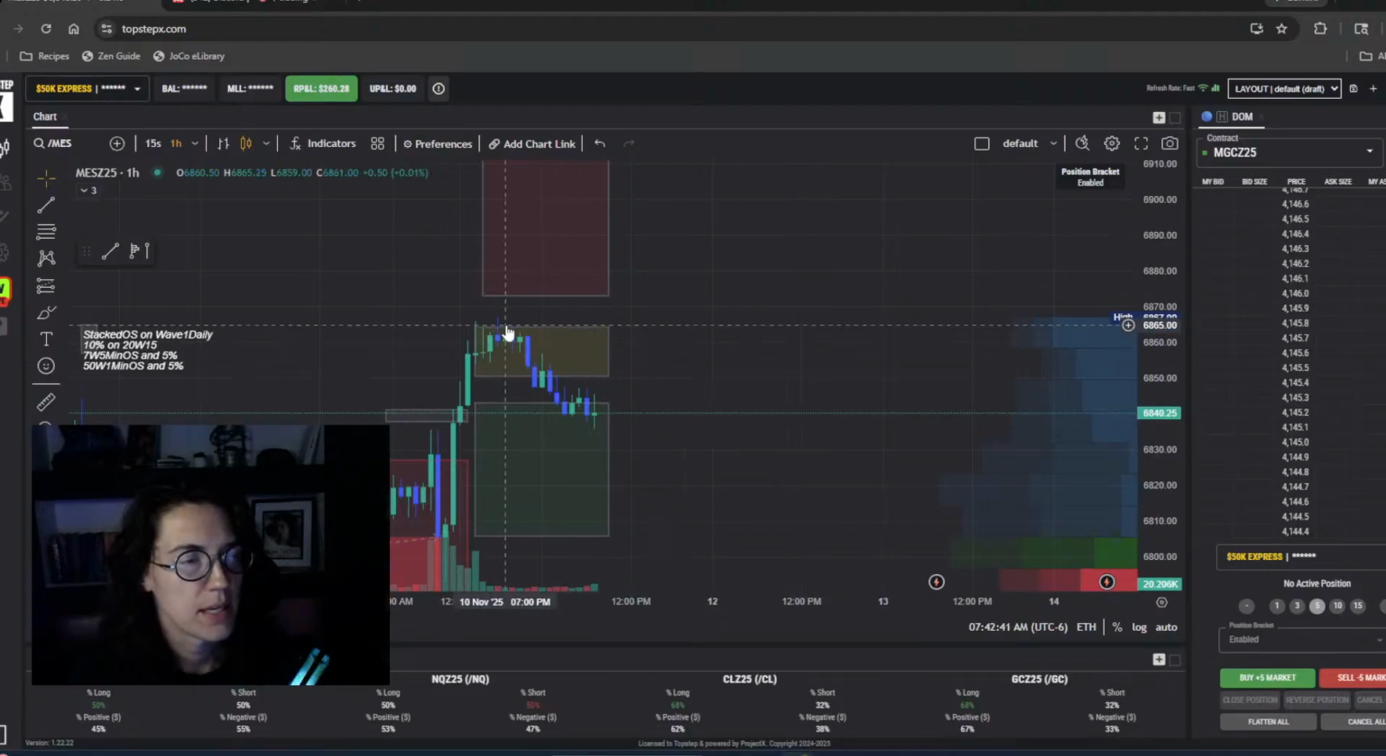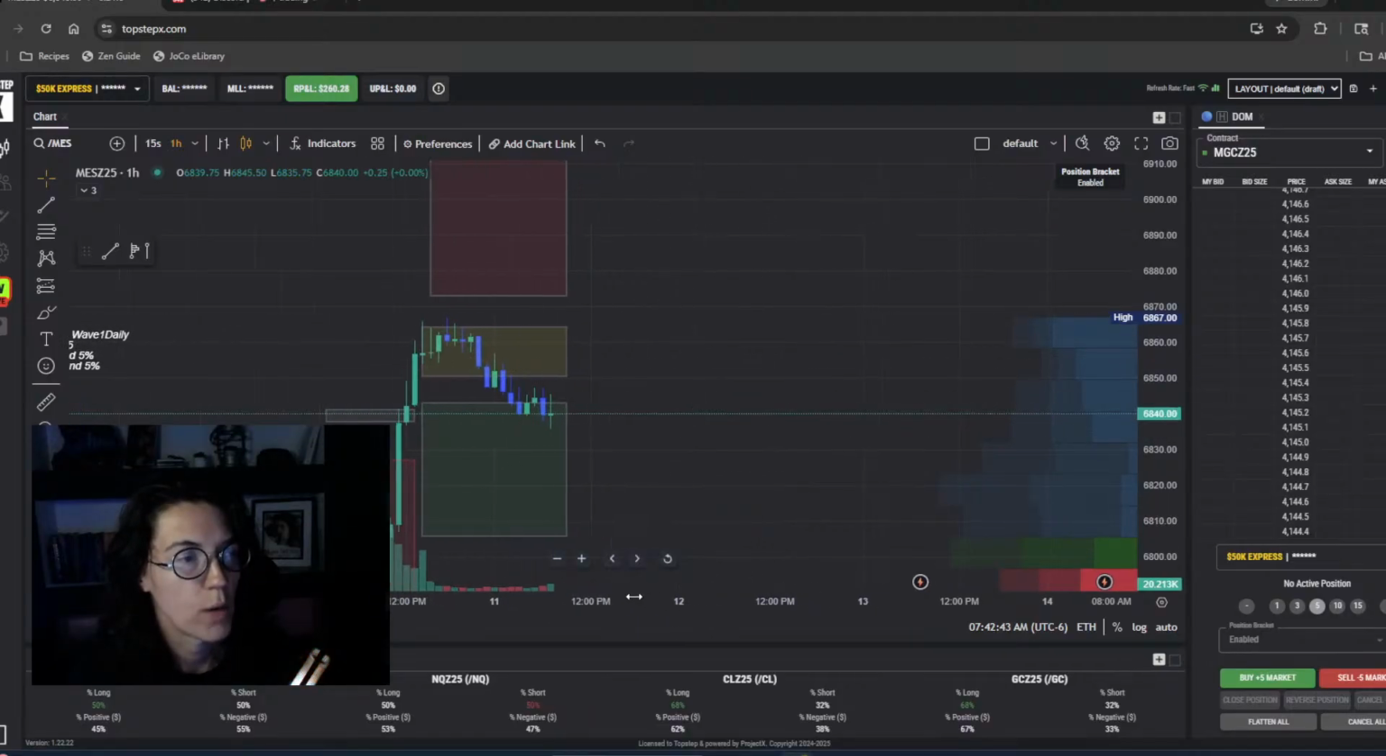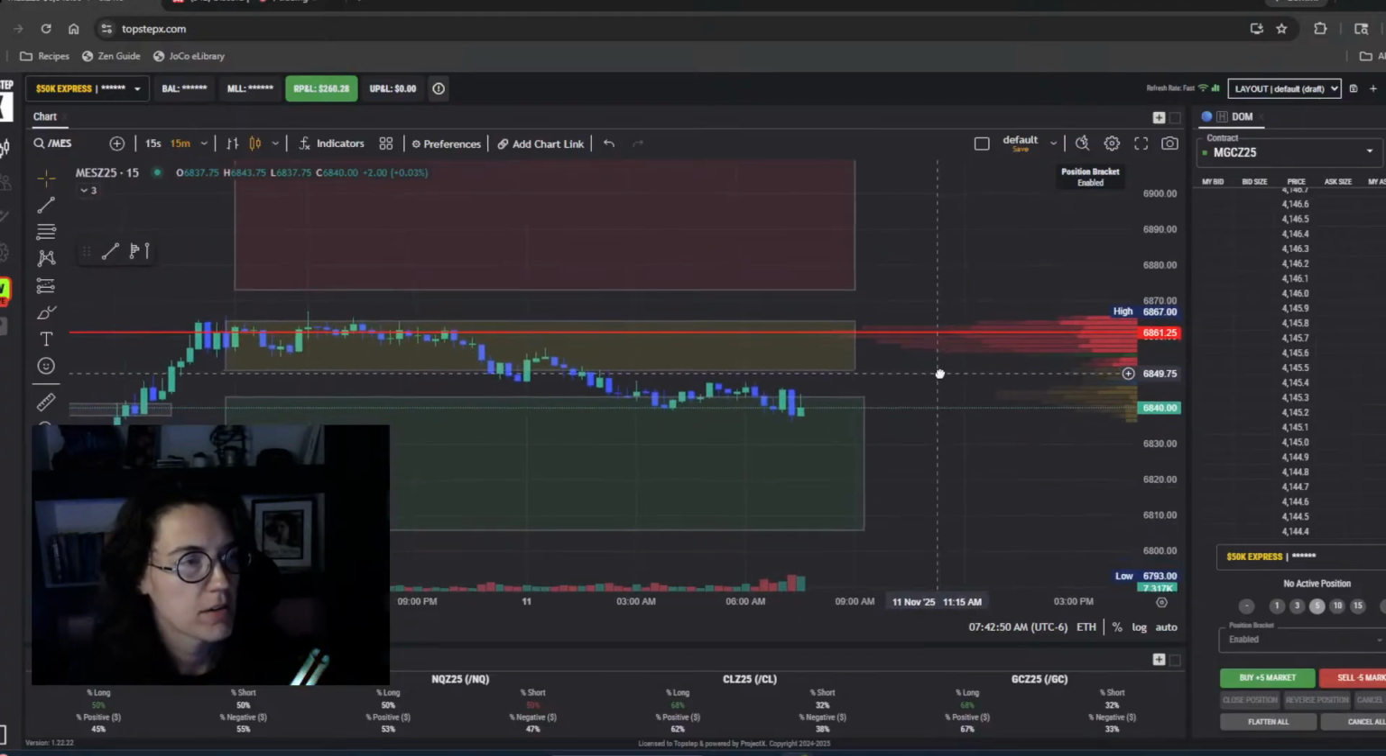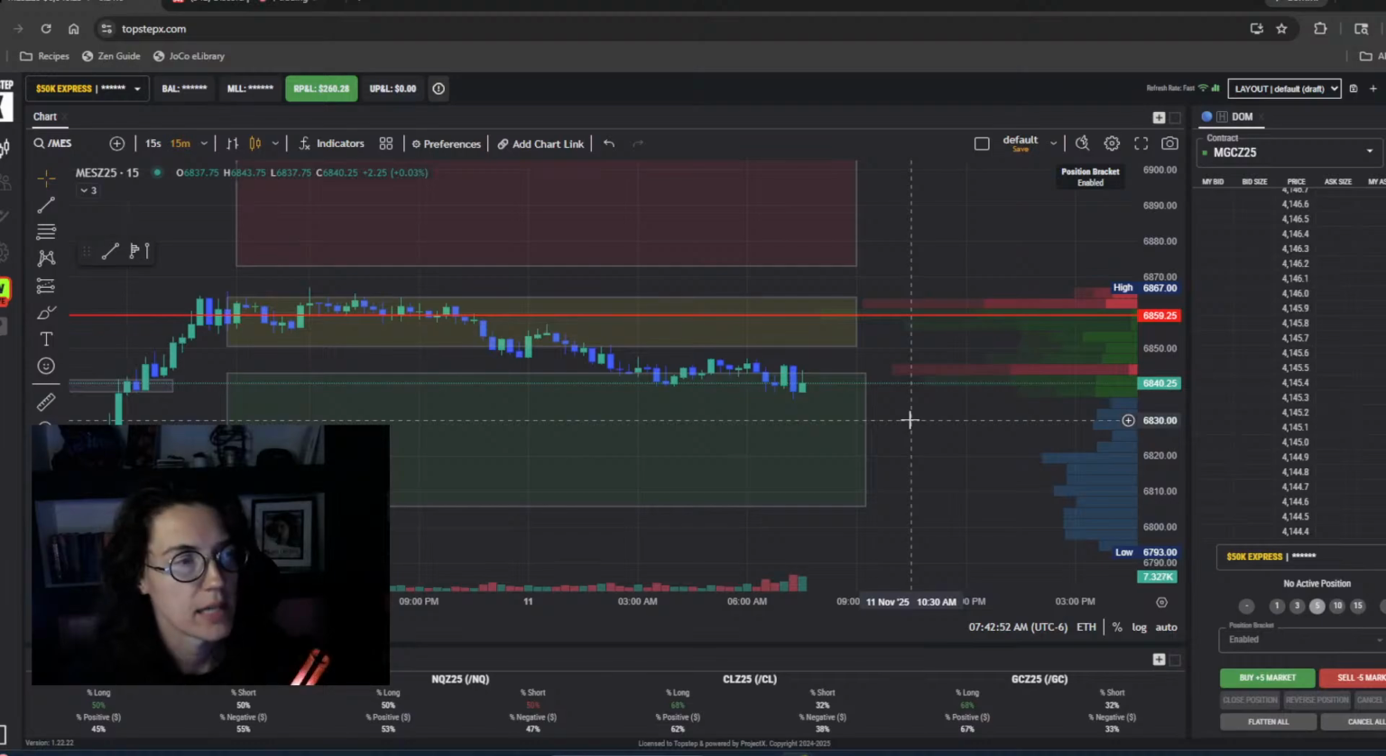But we ended up seeing a break below the yellow box and an eventual win. And so, to be totally honest, especially if we go into the 15-minute chart here, mechanically, our volatility metrics are actually working quite well today.